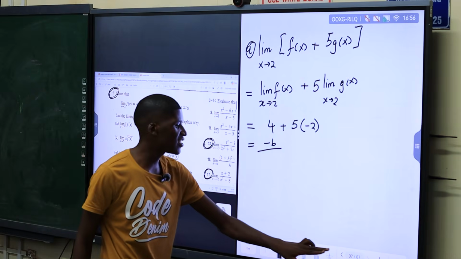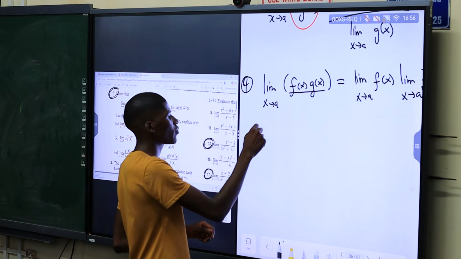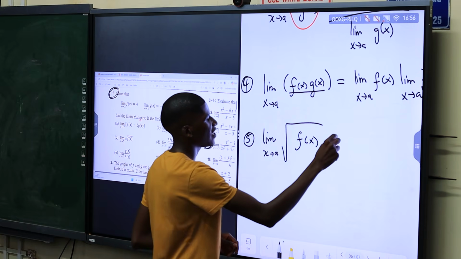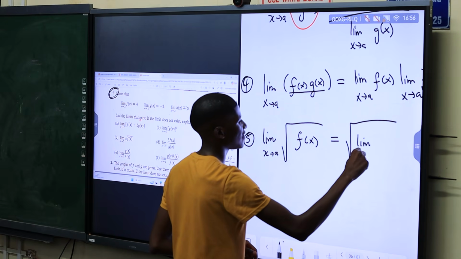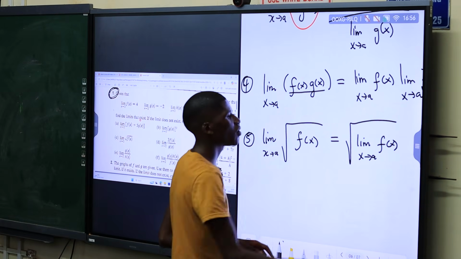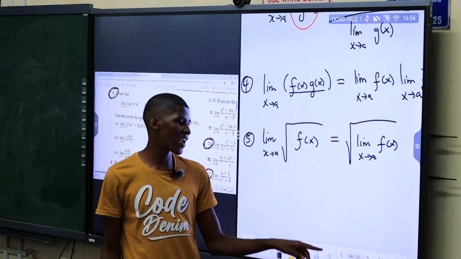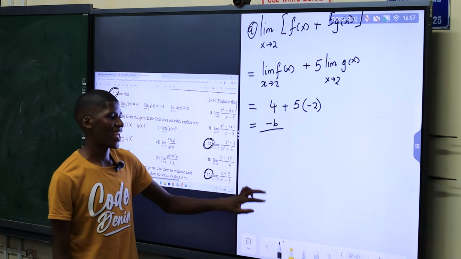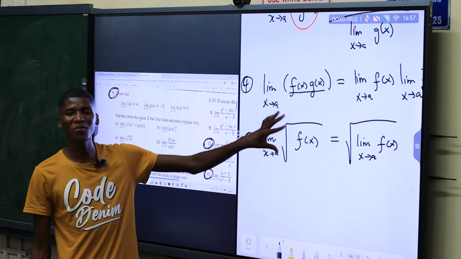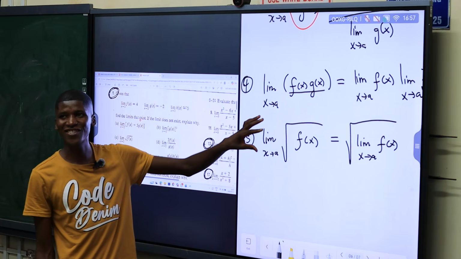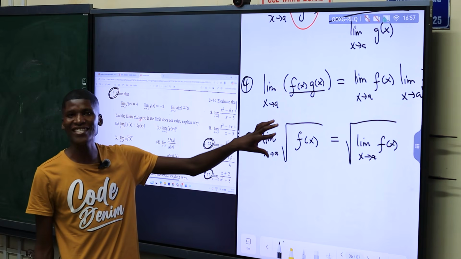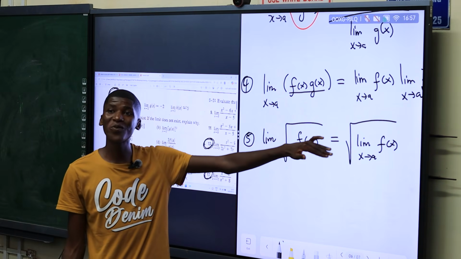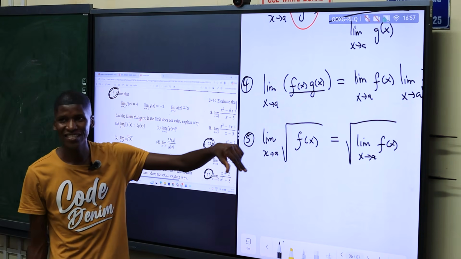Limits of a square root, I didn't mention this law, but we have the limit of a square root. The limit as x approaches a of a square root function is the square root of the limit as x approaches a of that function. So the limit of a root function is equal to the root of the limit of the function. The limit of a root function is equal to what? To the square root of the limit of that function.